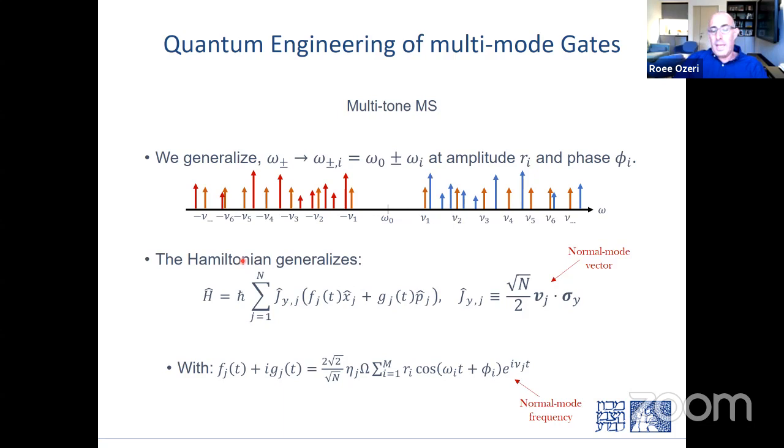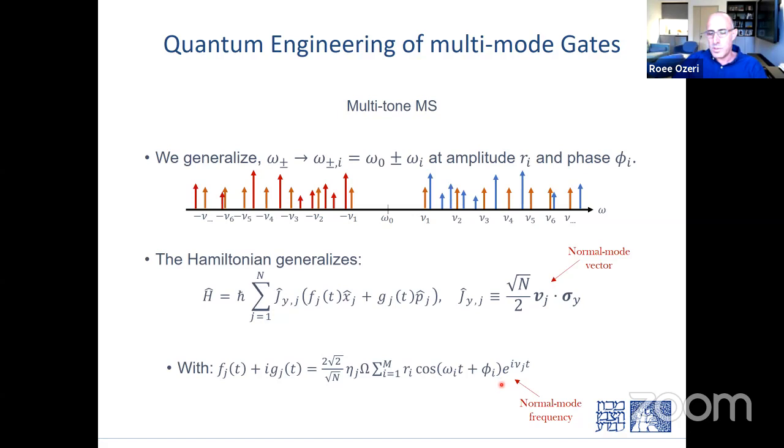Again, the Hamiltonian would generalize to a spin-dependent force shape. Now, the collective spin is not just going to be a two-ion spin. It's going to be the collective spin on the full crystal. So these J_y operators would be spin operators that are given by all the Pauli operators of the ions in the crystal, vector product with a normal mode vector of the mode that we're considering. And for each of the normal modes, we're going to have, again, position and momentum displacements that would be determined by the sum of action of all these tones. You see every cosine here oscillates at the frequency of one of these tones.